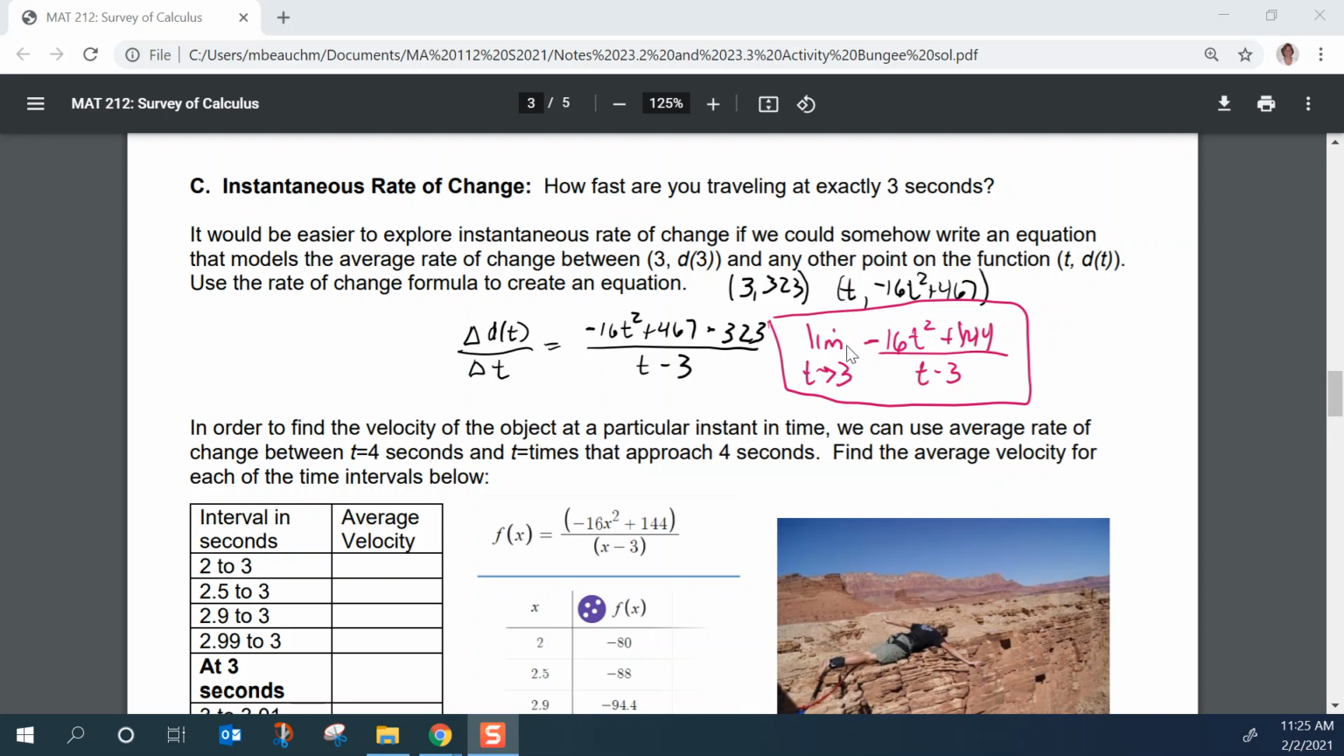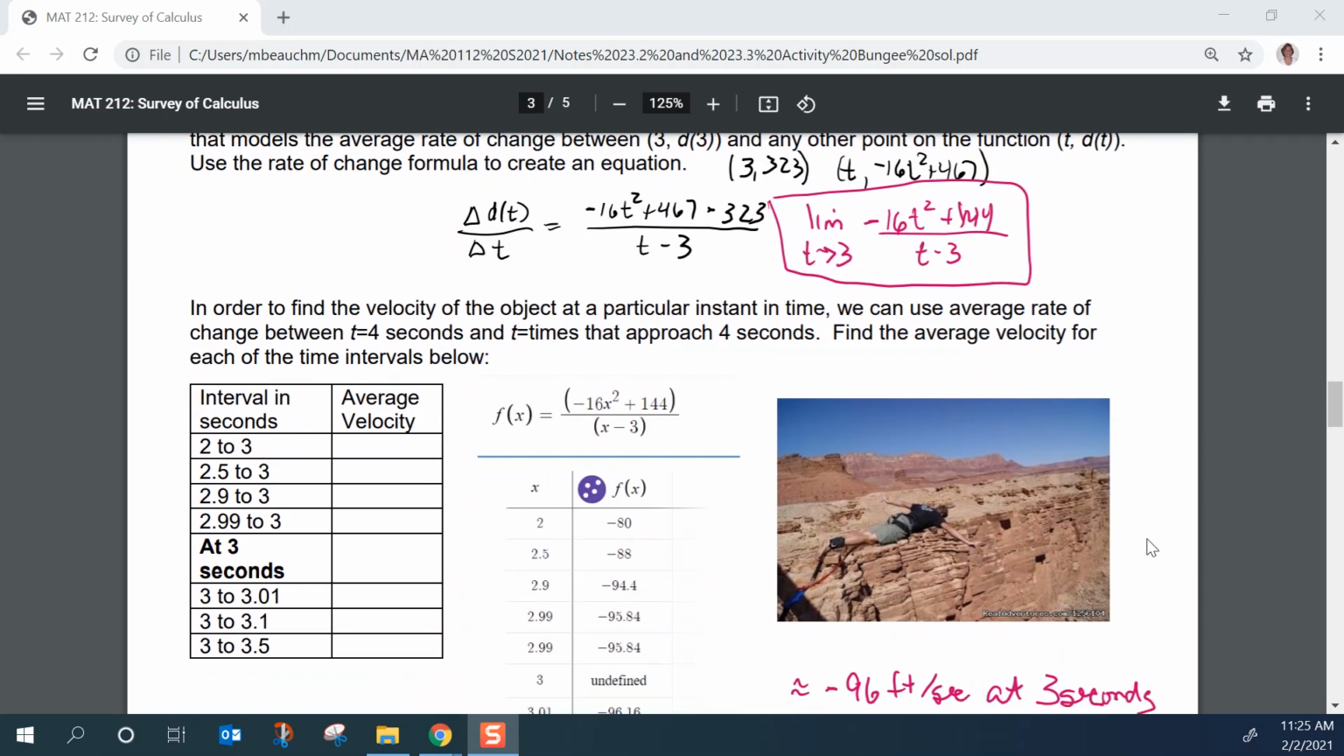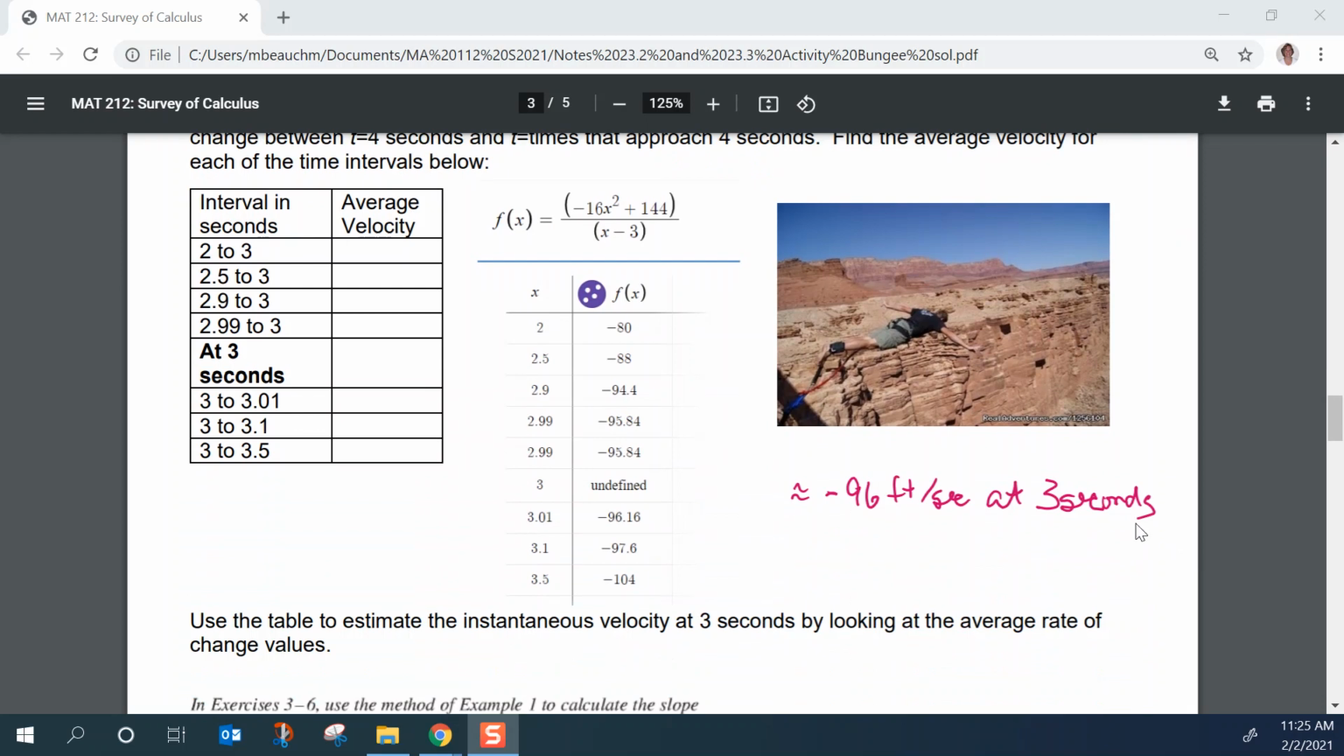And since we want to know our instantaneous rate at t equals 3, we're finding the limit as our t values approach 3. So how this works is, let's use technology. We're going to type our function into Desmos. I'm going to use the function notation f(x) equals negative 16t squared plus 144 over x minus 3.